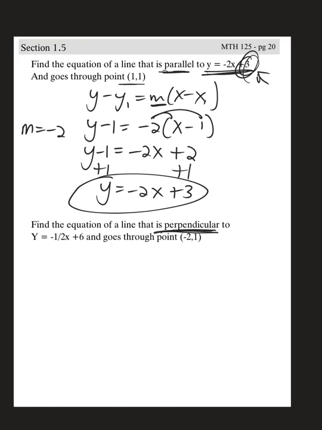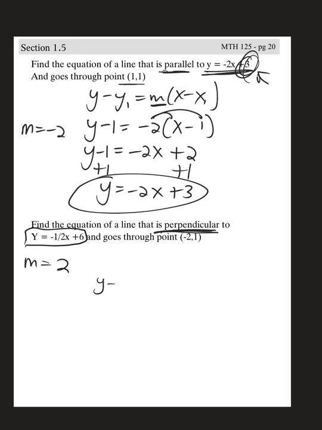Looking at another example that you might see, you again have some kind of clue about what the slope is going to be. Perpendicular means it's going to be the negative reciprocal. So I'm looking at this equation right here. The negative reciprocal of -1/2 is positive 2/1. So the slope of this line that I'm looking for must be 2.